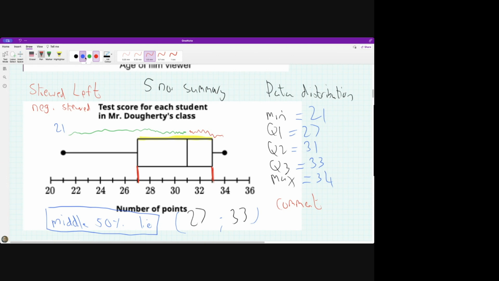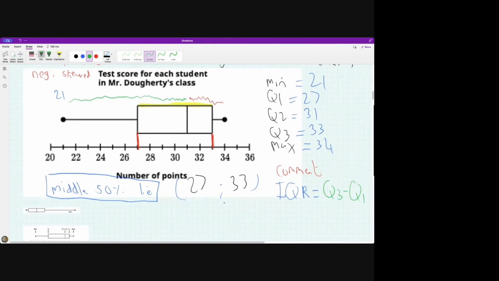All right, now I want to know, what is the interquartile range for this data set? Can anyone remember how we work out the interquartile range? It's Q3 minus Q1. So it's the big one here minus the small one here, which is going to be 6. The interquartile range is 6.